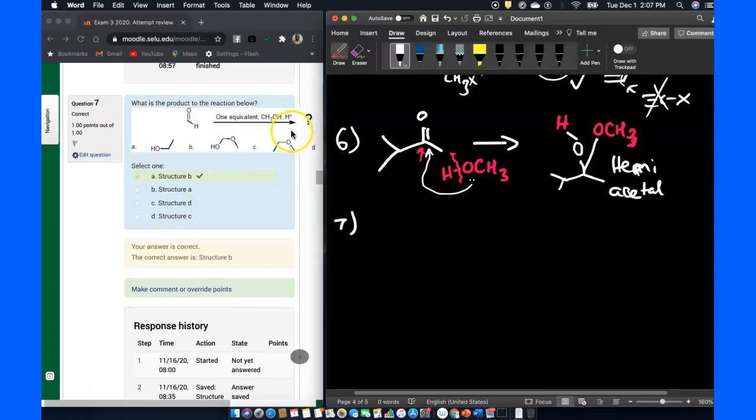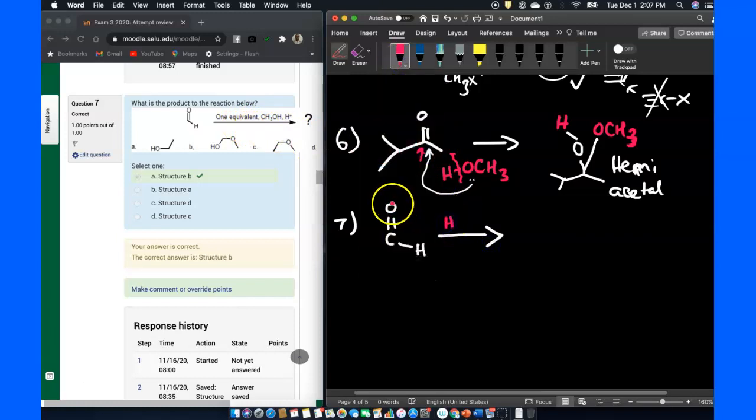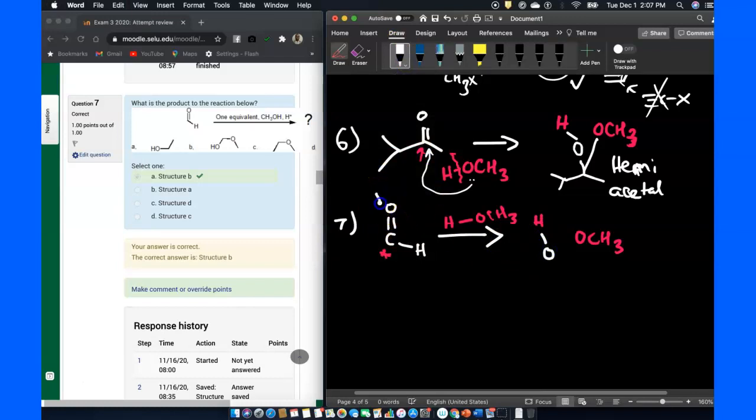What is the product to the reaction below? So this is what we have. It says 1 equivalent of methanol. I already gave you the shortcut. So again, the H should end up on the oxygen. The OCH3 part should be added onto this carbon. So I would expect those two to be added across the aldehyde, and the hydrogen ends up on the carbonyl oxygen, this guy, and the OCH3 is added onto the carbon of the carbonyl, and then you simply copy the rest.